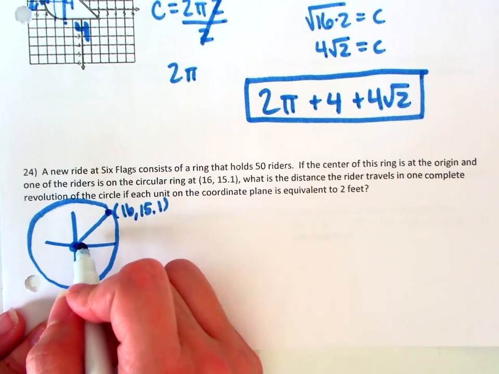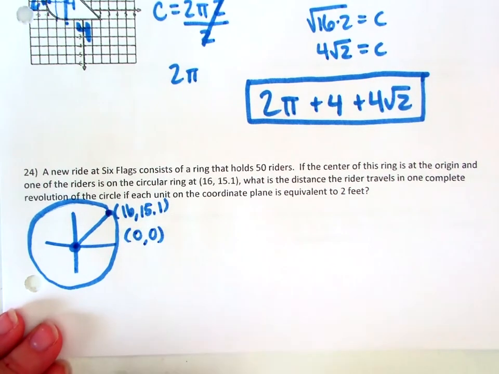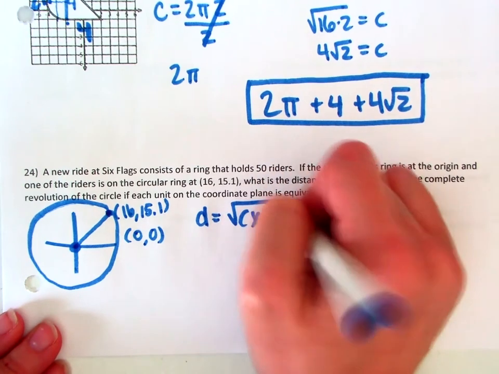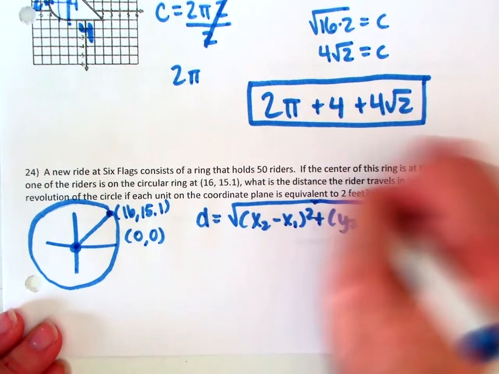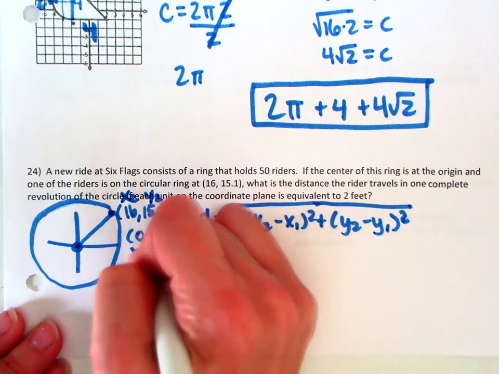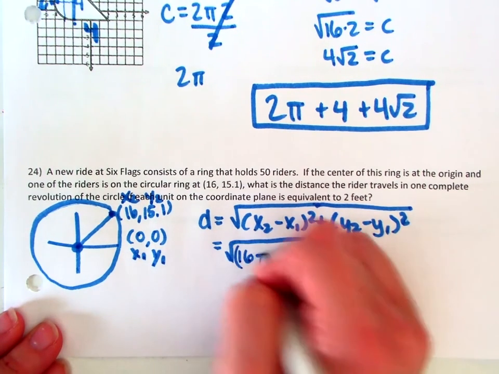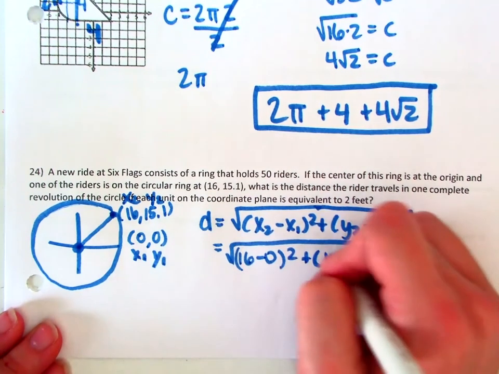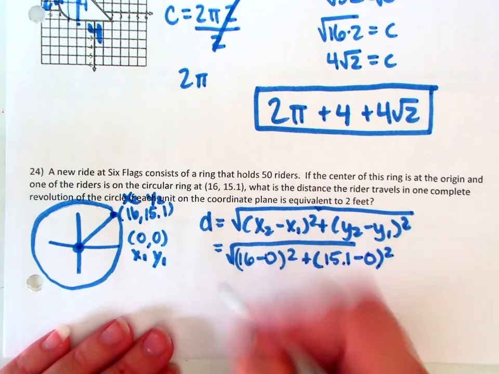So to find the radius, we need to use the distance formula. So one point is going to be 0, 0, and one point is going to be 16, 15.1. The distance formula is the square root of x2 minus x1 squared added to y2 minus y1 squared, and you're going to do the square root of that whole thing. So if I go ahead and say that this is my x2, y2, and this is my x1, y1, let's plug it into our formula. So the square root of x2, which is 16, minus x1, which is 0, squared, added to y2, which is 15.1, minus y1 squared.